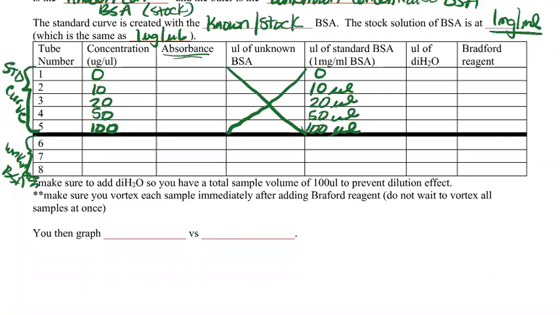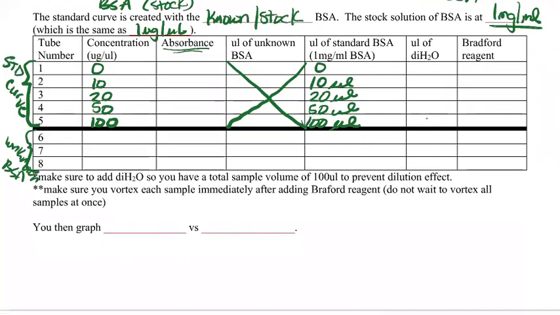Now, you want to make sure that in the end, every single one of your samples has the same total volume. This prevents you from having a dilution effect on your results. The maximum amount of standard BSA you're putting in is 100 microliters, so you're not going to put any extra water in that one. But all the others you want to bring up to 100 microliters. So our first one, we're going to put all water. Next one's 90, then we have 80, then we have 50. And in the end, they all have 100 microliters between these two columns.